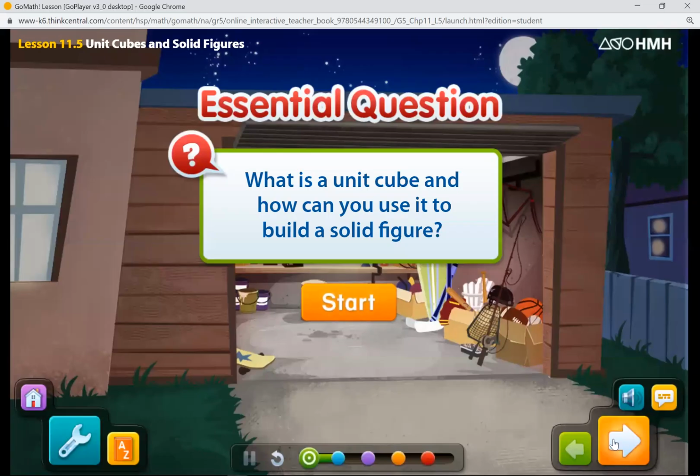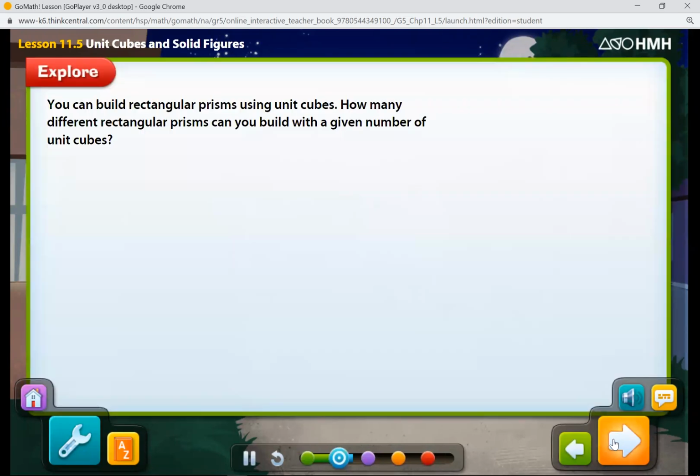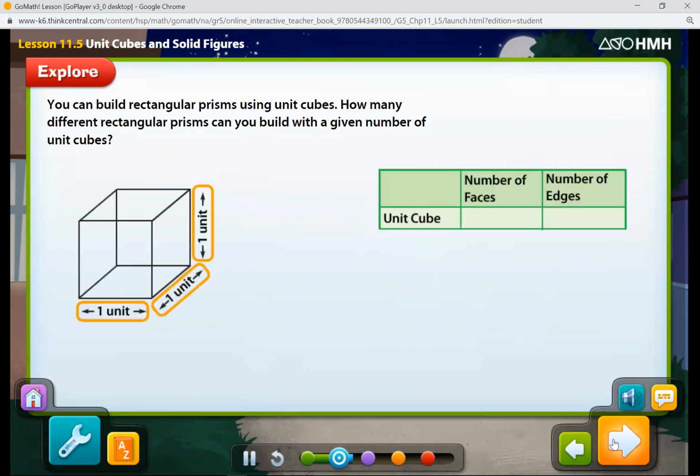All right, here we are at Unlock the Problem. You can build rectangular prisms using unit cubes. How many different rectangular prisms can you build with a given number of unit cubes? A unit cube is a cube that has a length, width, and height of 1 unit. How many square faces does a cube have? 1, 2, 3, 4, 5, 6. A cube has 6 square faces.